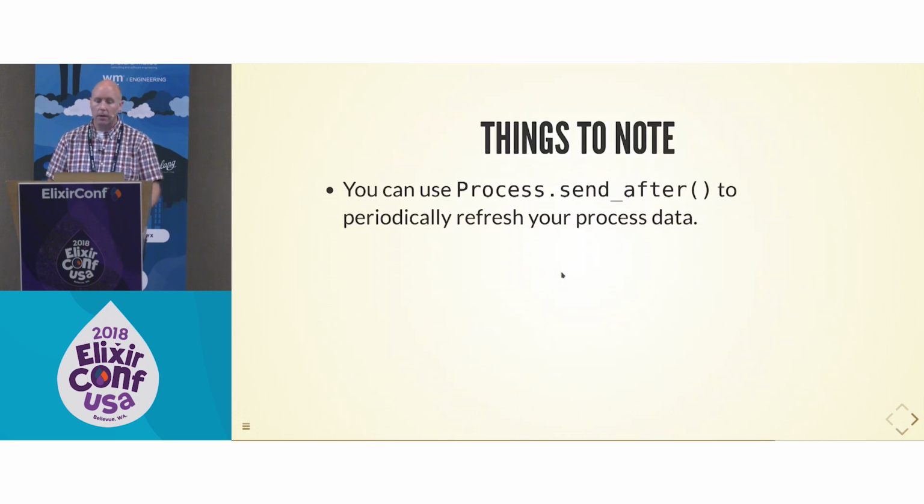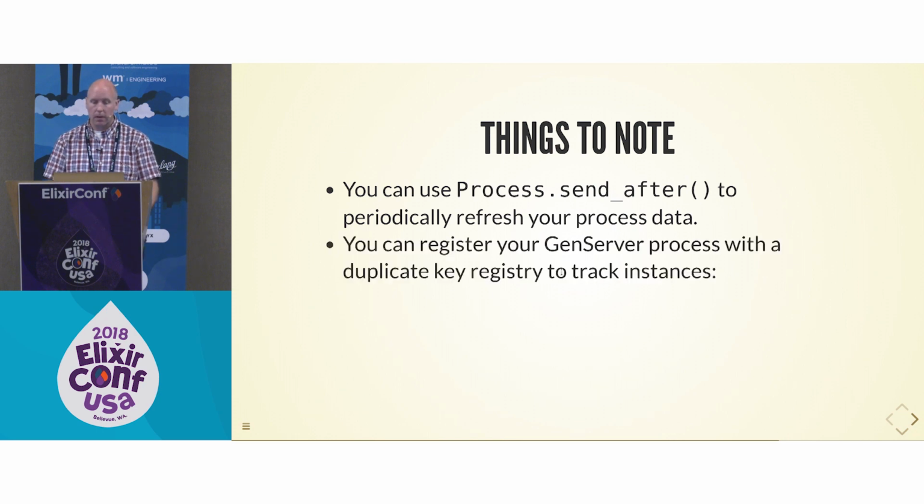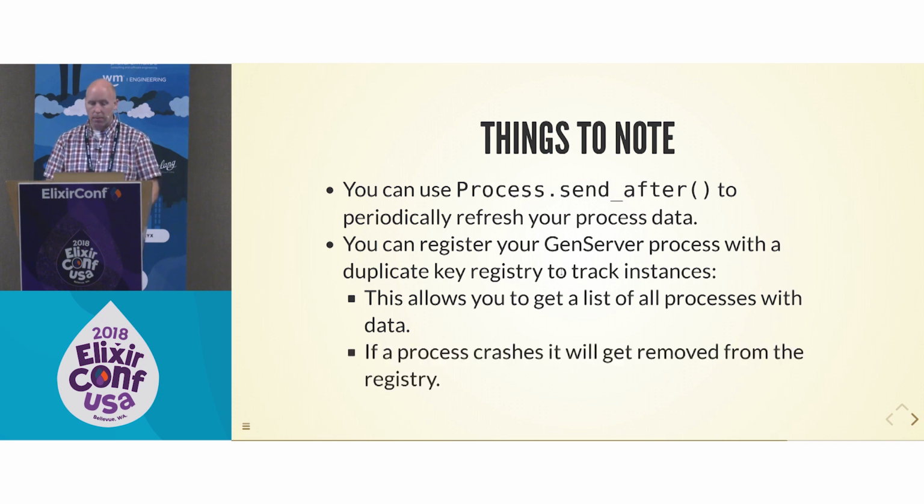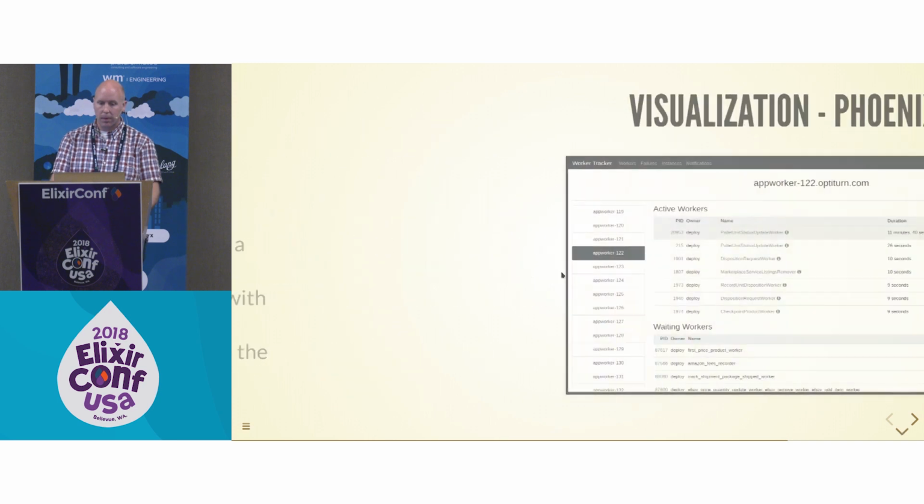So some things to note. Once you have this information, you can call Process.send_after to periodically refresh that information to get the latest from that instance. You can register your GenServer process with a duplicate key registry to track instances. This will allow your controller to get a list of all of the instances that actually have data associated with them, because we know if that process dies, it gets removed from the registry. And like I said, if that process crashes, it gets removed.